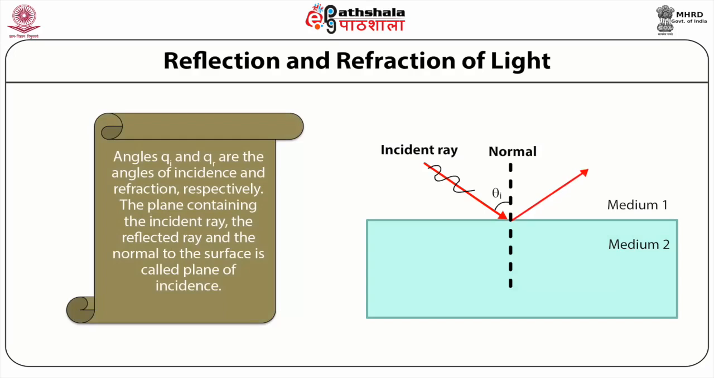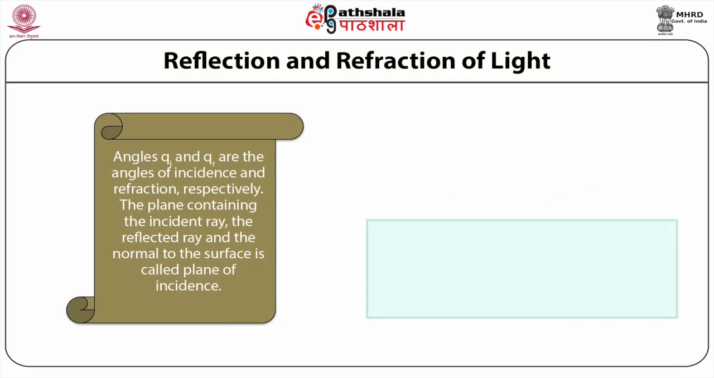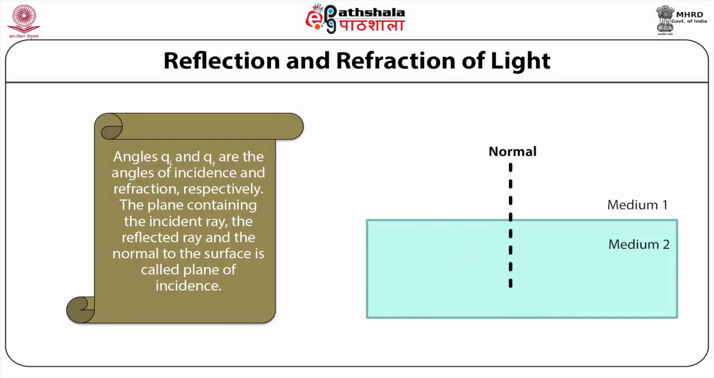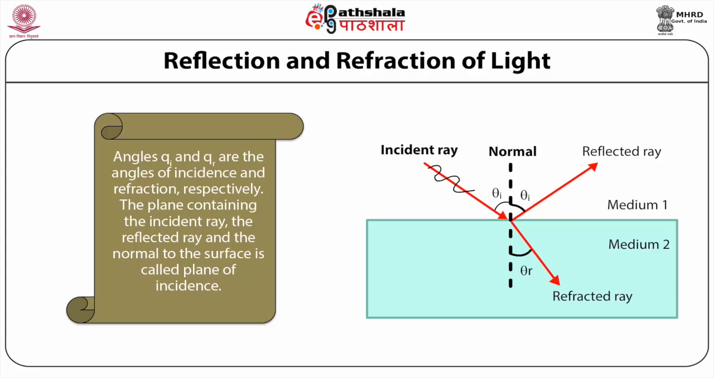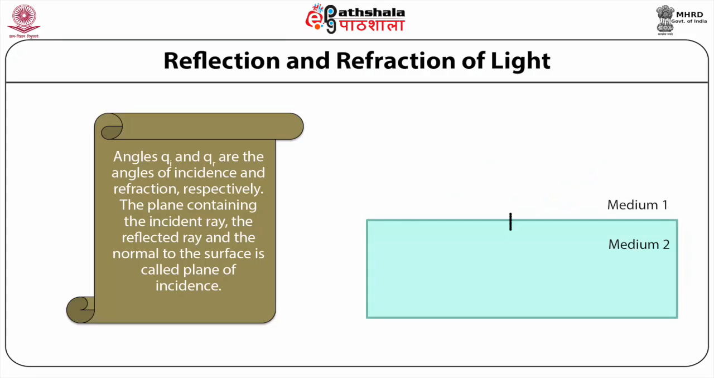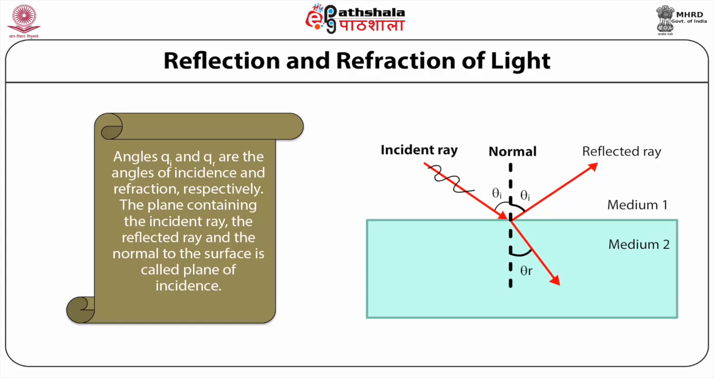If the angle of incidence is theta I, the angle of reflection should also be theta I, and depending on the second medium, the angle from the normal of the transmitted ray, which is called the refracted ray, is the angle of refraction, and the plane containing the incident ray, the refracted ray, and the normal to the surface is called the plane of incidence.